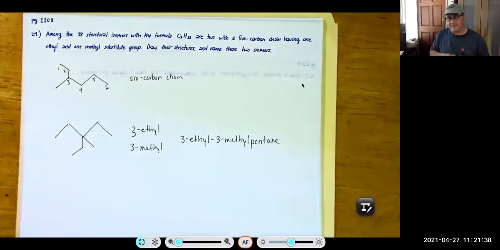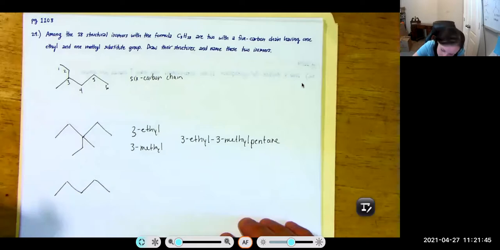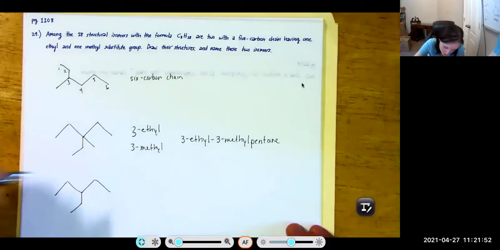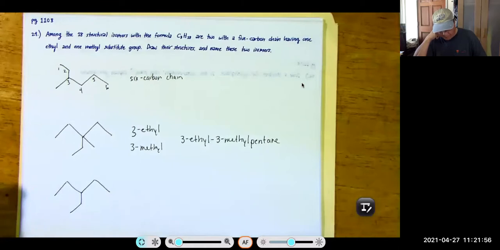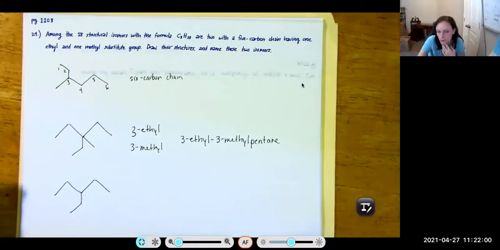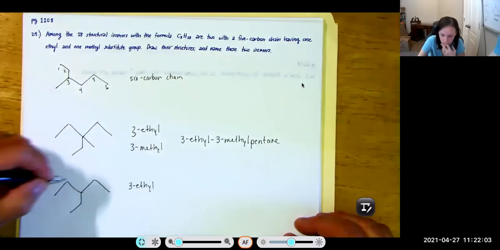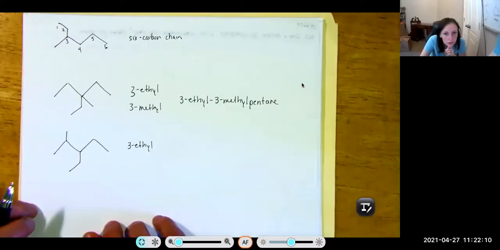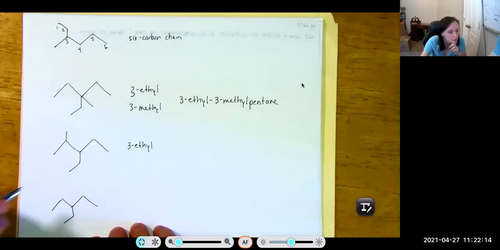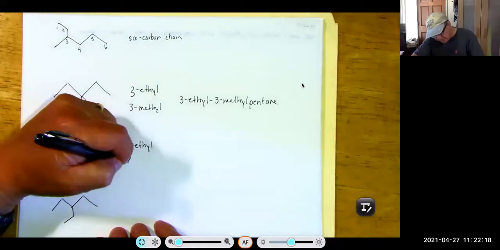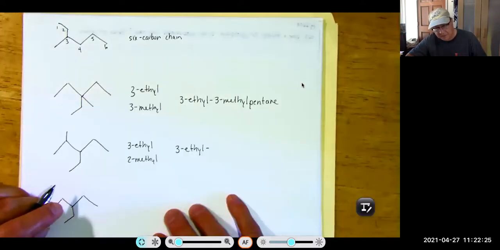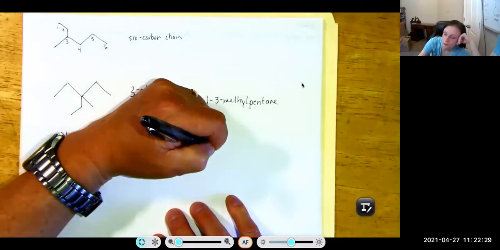Now they say that there are two of these. What's the other one going to be? Well, the ethyl can only go one place, right? Can the methyl go someplace else? Yeah, on one of the peaks. What would the name of this one be? Do we name the alphabetical branch first, even though it has a higher number? It has nothing to do with the number. It's the lettering. So 3-ethyl-2-methylpentane. That's right.